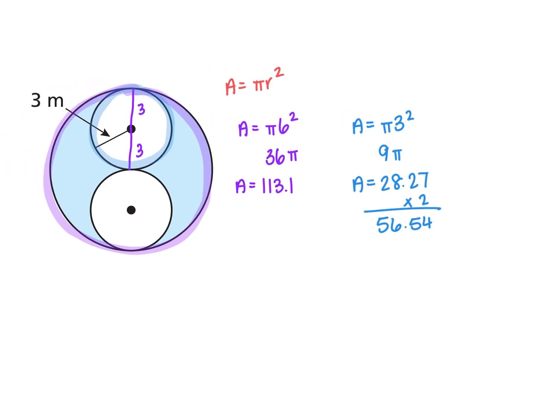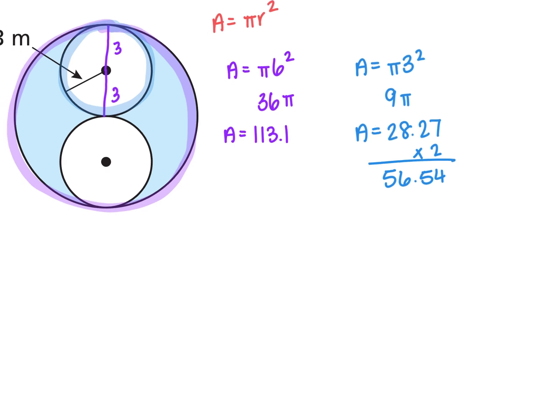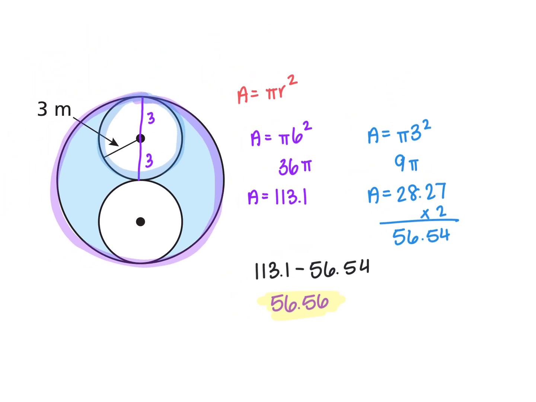Now they want me to find the blue area, the blue region. So all I have to do is subtract. Subtracting them, I'm subtracting 113.1 minus 56.54. If I subtract it correctly, your answer is going to be 56.56. And that is your answer for the area of the shaded region. Questions on this?